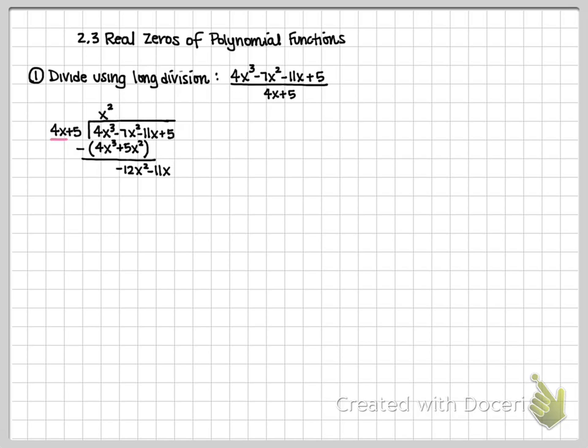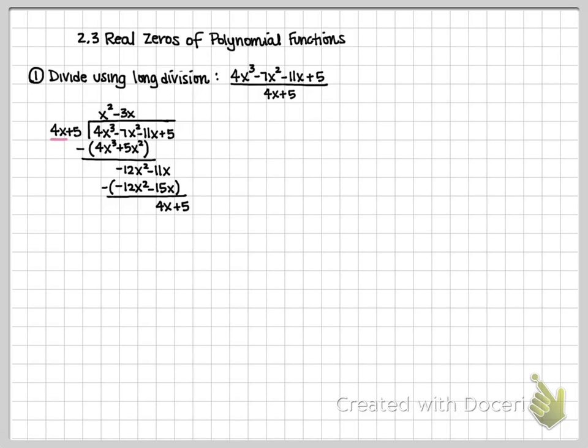Now I do it again. 4x times what gives me negative 12x squared? Well, it's going to be negative 3x. Multiply those together. I'm going to get a negative 12x squared and then a minus 15x. Once you're done with that, you subtract it. The negative 12's cancel, which is exactly what we expected it to do. And then negative 11 minus negative 15, that's going to give me a positive 4x. And then just bring down the next term, which is going to be a plus 5.